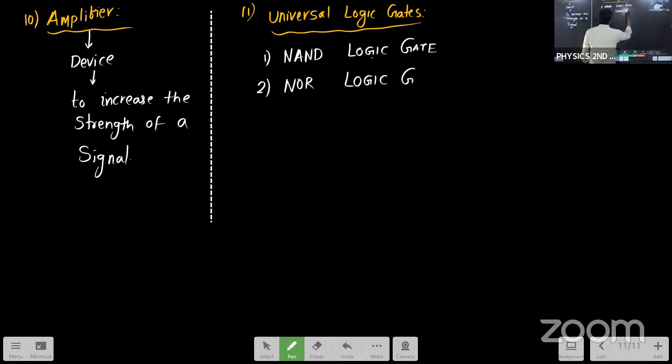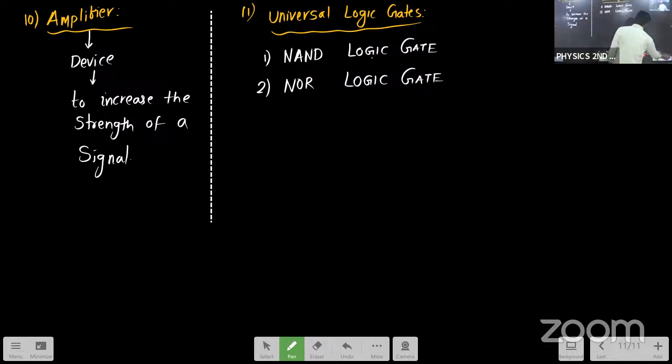So what are logic gates? Logic gates are electronic devices which are used for performing arithmetic or mathematical operations. Based on those mathematical operations, we have AND, OR, and NOT logic gates. By using the AND logic gate, which mathematical operation do we perform? We perform multiplication. By using the OR logic gate, we perform addition. And by using the NOT logic gate, we perform inversion. It will invert the things. So I hope you will remember this.